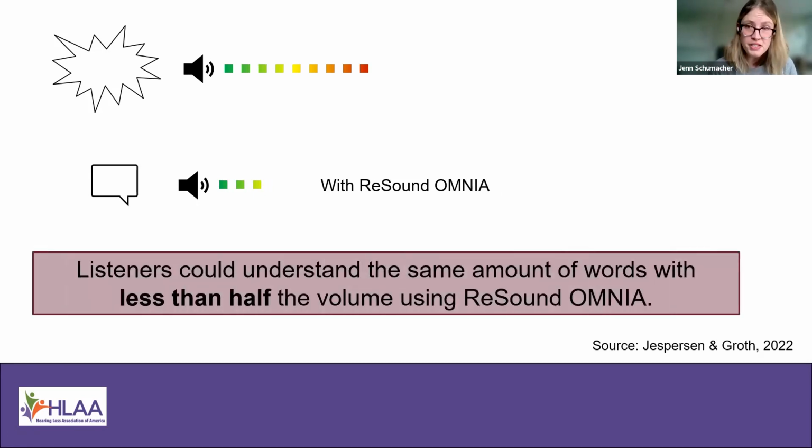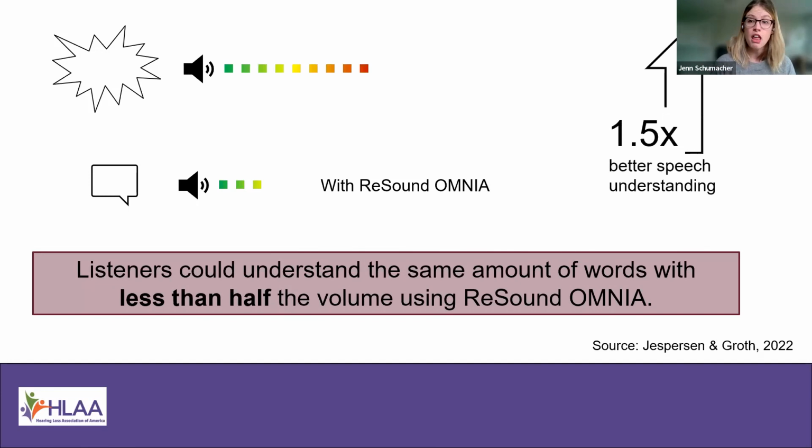So what that tells us is that with OMNIA, compared to just our previous generation, we could turn the volume of speech down by less than half, and people were able to understand the same amount of words, which is really something. That ends up being 1.5 times more understanding, a better score, better speech understanding in the same amount of noise, just because of those updates that we made to the directional microphones, which is awesome.